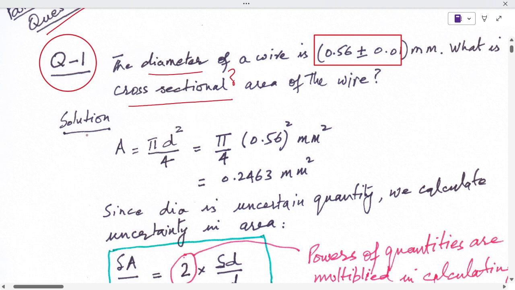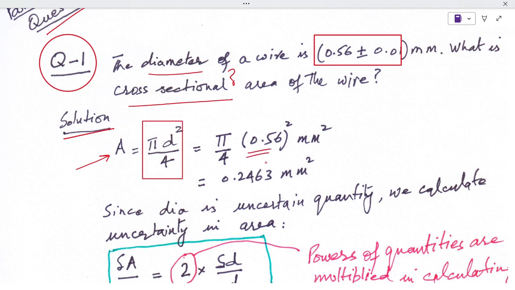first of all we apply the formula of the area of circle, which is pi r square, which is also equal to pi d square over 4. Here the diameter is given, so pi d square over 4 has been applied, values have been put in, and the area has been calculated as 0.2463 millimeter square.